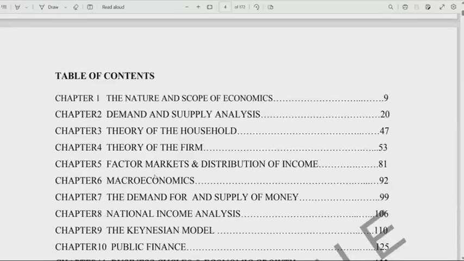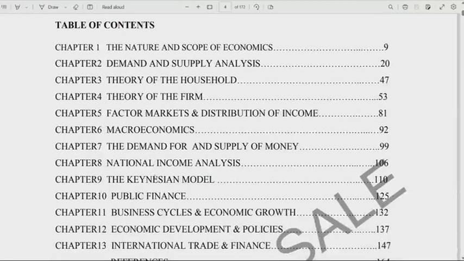So we'll look at a lot of models, a lot of concepts in this particular subject. So in terms of the table of contents, we will basically cover 13 chapters. The 13 chapters are actually being divided into two major categories, right? In terms of their branches.